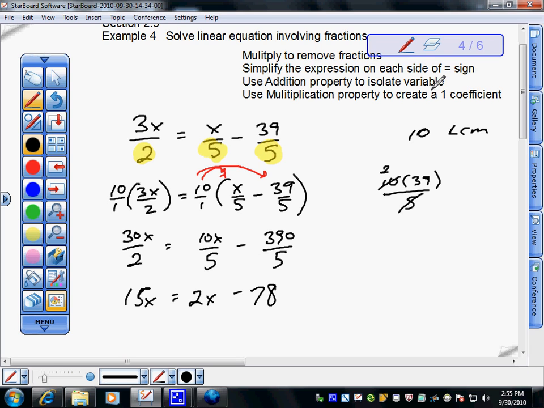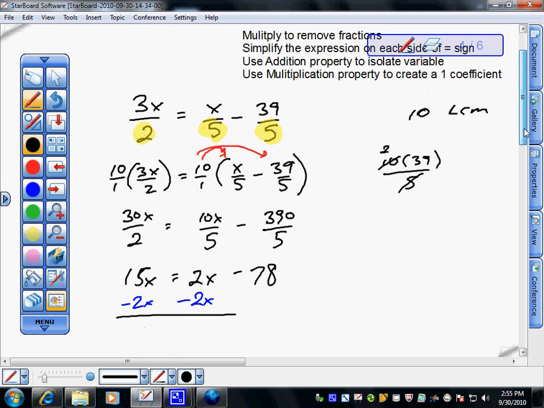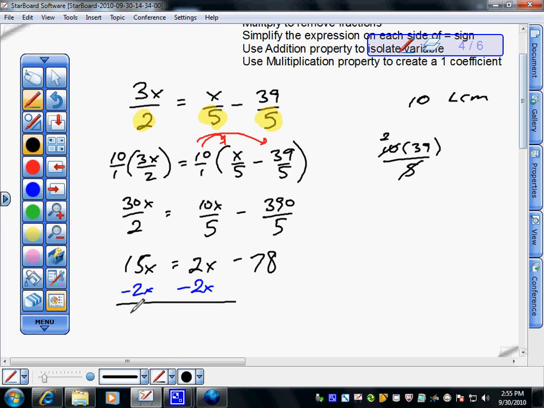Use addition property to isolate the variable. I have a variable on the left and a variable on the right. I need to isolate it on one side of the equal sign. I'm going to choose to subtract 2x from both sides of the equation. Do my subtraction. Give myself a little bit of room here, and I'm going to have 13x equals negative 78 because these cancel each other out. So now I'm left with 13x equals negative 78, and I'm going to have to run with this at this point.